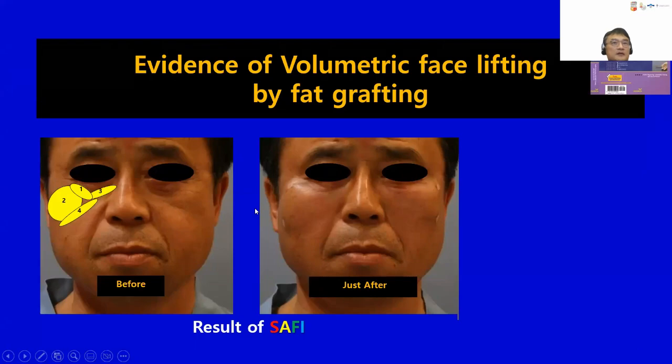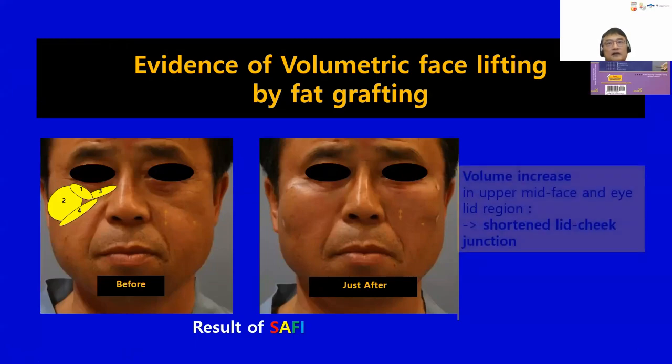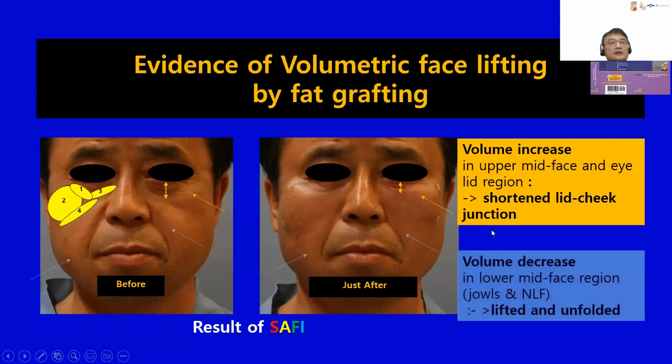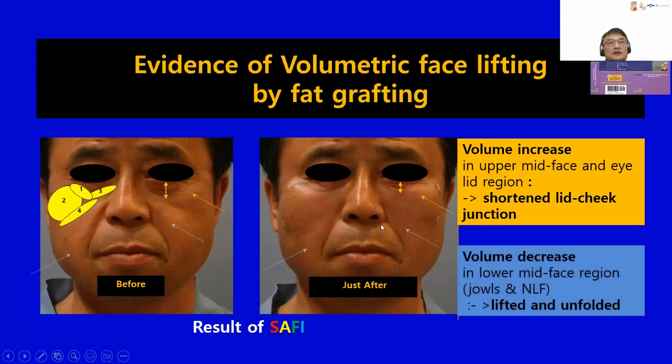You can see the real evidence of volumetric lifting in a 55-year-old man. The fat was sequentially injected into the palpebral malar group, malar area, and then the mid-cheek in a regular order. You can see the volume increase in the upper middle face and eyelid lesion, and we can see the shortened mid-cheek junction. On the other hand, we can observe the volume decrease in the mandibular fold and jaw. You can see the softened, unfolded lateral fold, and the total face looks lifted.